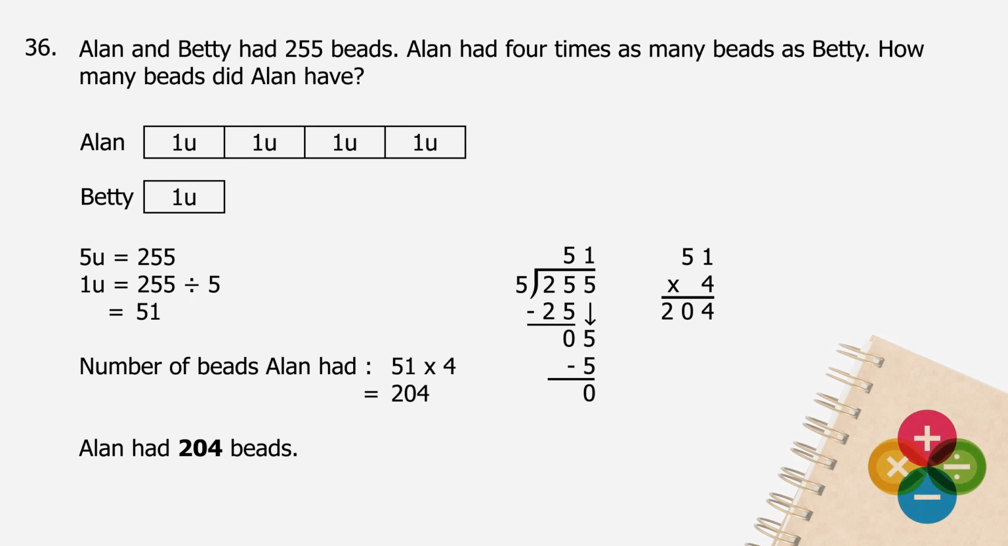Five units is equal to 255. 1 unit will be, divide 255 by 5, and the quotient is 51. The number of beads Alan had will be, multiply 51 by 4, and the product is 204. Alan had 204 beads.